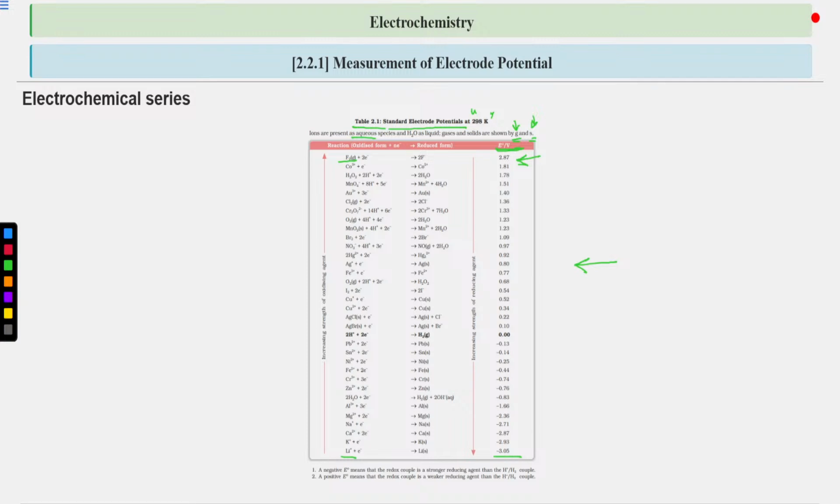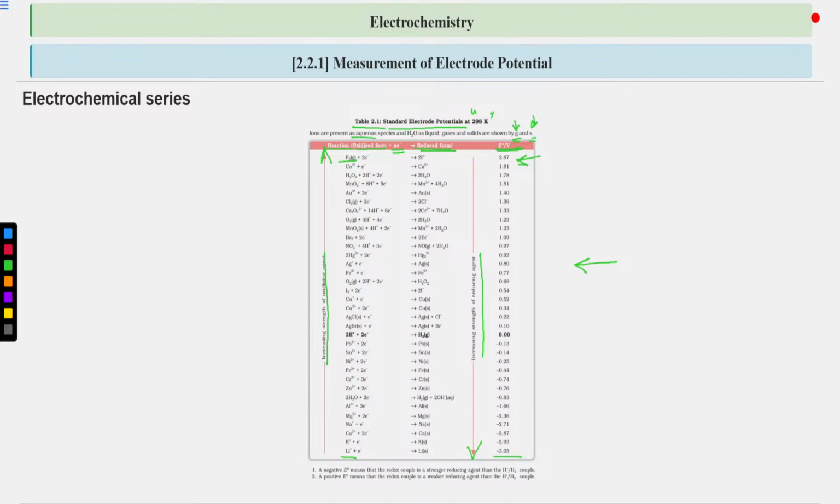And these are the reactions. So this is the reaction in which we take the oxidized form of the element plus the number of electrons it is gaining, and here in this column we have reduced form of the oxidized ion we have taken. Okay, so this is a whole reaction. You can see it is written increasing strength of oxidizing agent in this order. Arrow is on this side, and this is the increasing strength of reducing agent. Arrow is on this side.